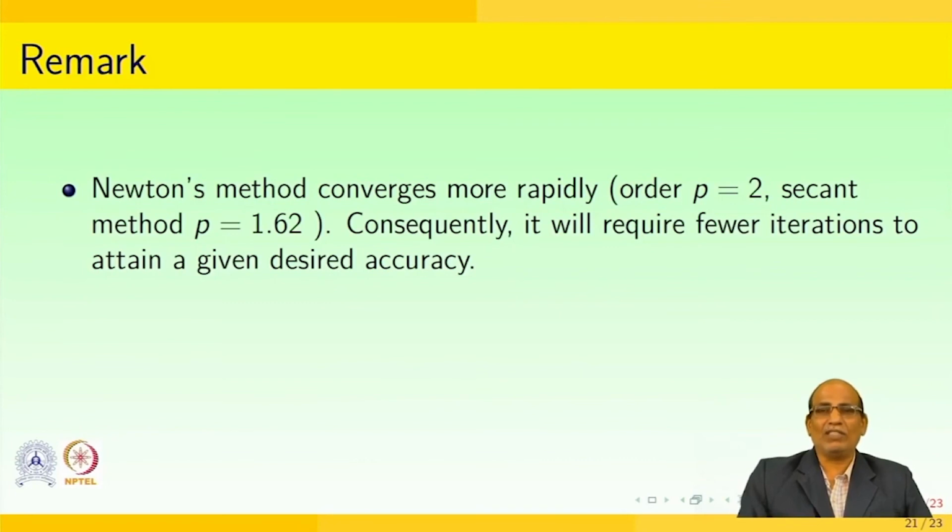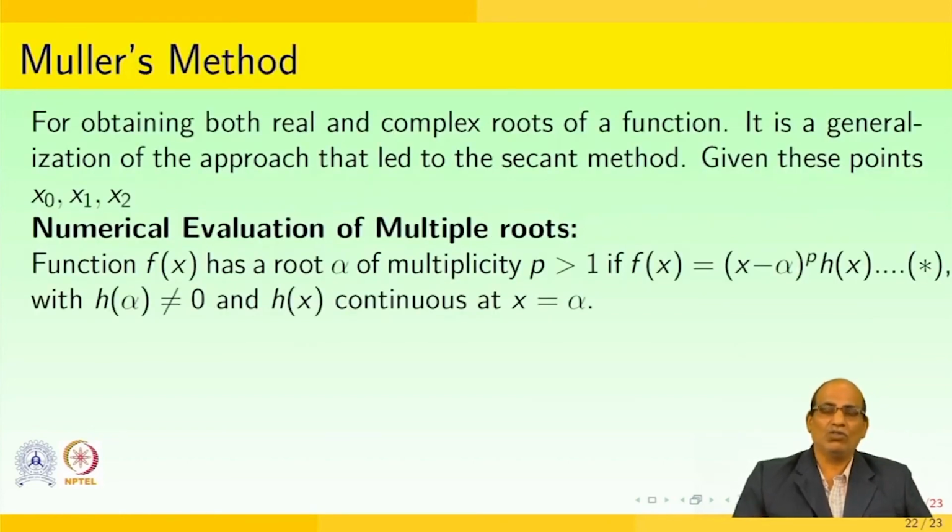The other point is that Newton's method converges more rapidly. In fact, the solution converges more quickly. Consequently, it requires fewer iterations so that you can get the desired accuracy of the solution. That is the background of Newton's method. So in all, you see that Newton's method is quite effective despite having so many hurdles.